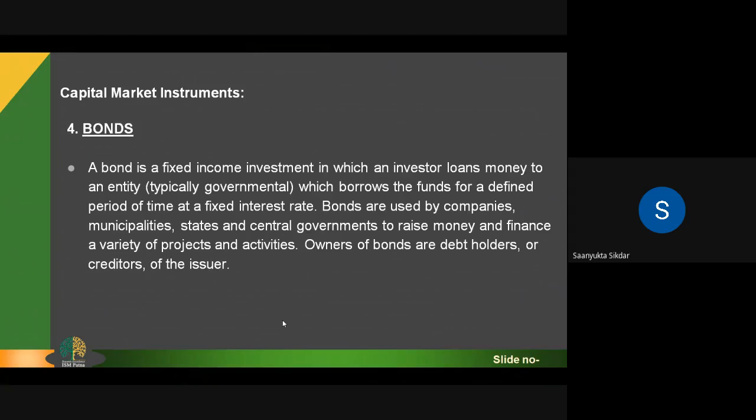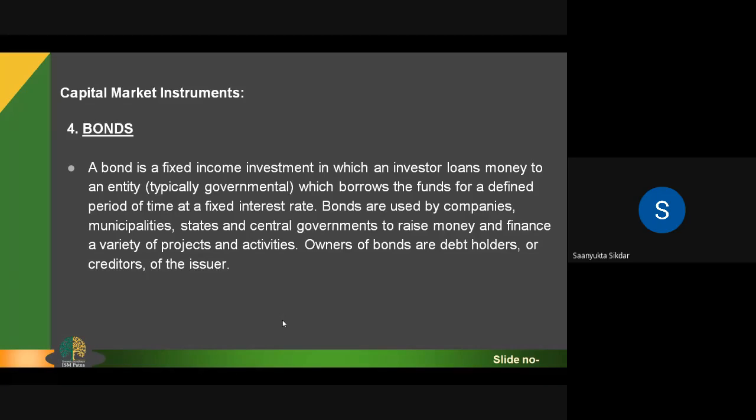Now we're going to talk about another important instrument, bonds. Now what are bonds? Bonds and debentures basically have the same characteristics, but debentures are issued by corporate sectors, whereas bonds are issued by government companies. So bonds are usually issued by government companies, whereas debentures are issued by corporates.